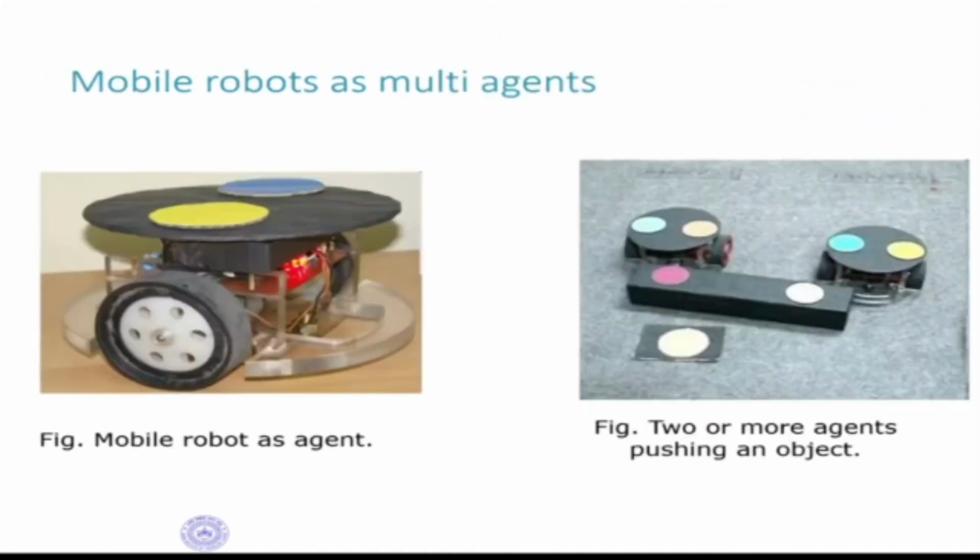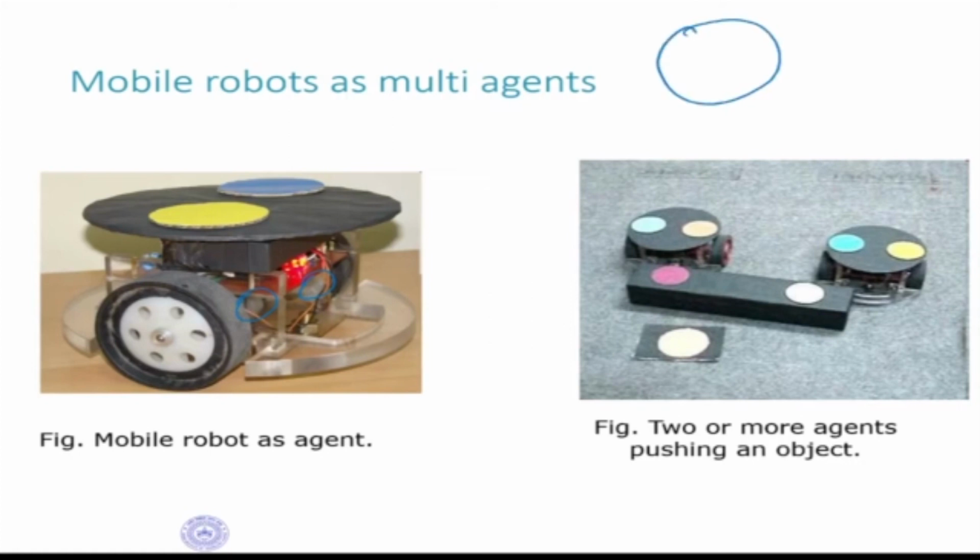Now, these are some examples of small experiments which are done by using mobile robots as multi-agents. So this is a very small mobile robot. Now you might have made this kind of robots in robotics club and things like that. Inside this robot, there are two DC motors, one on each side. It is driven by a microcontroller and it can move in a particular direction. This is what we call a differential drive robot.